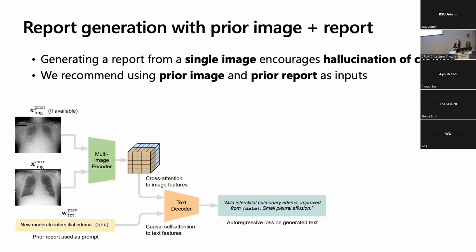So what we have here is our multi-image encoders. This is our little feature concatenation. So you use the current image and the prior image, then you have a text decoder. You can potentially give it the prior report, and then it generates, for example, ideally the correct report.